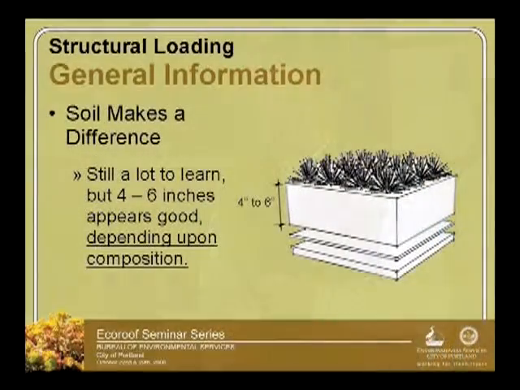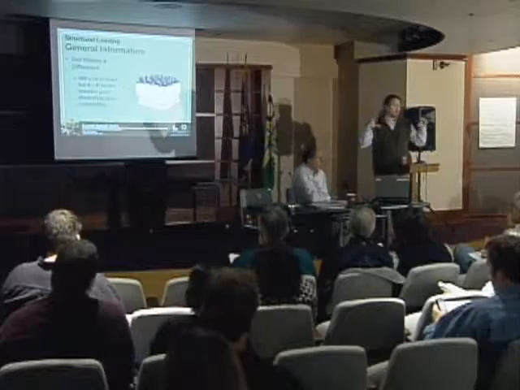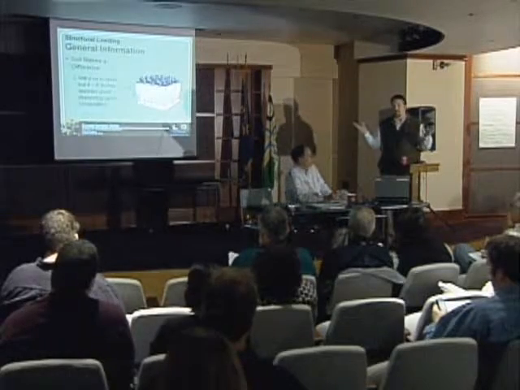So I talked a little bit about various soil compositions. In general, we heard from Seattle that maybe 4 inches is the optimum depth, but in reality, 4 to 6 inches appears to be pretty good. Of course, depending upon soil composition, Tom talked a little bit about the monitoring results that we were getting on those various soil depths, and they range.